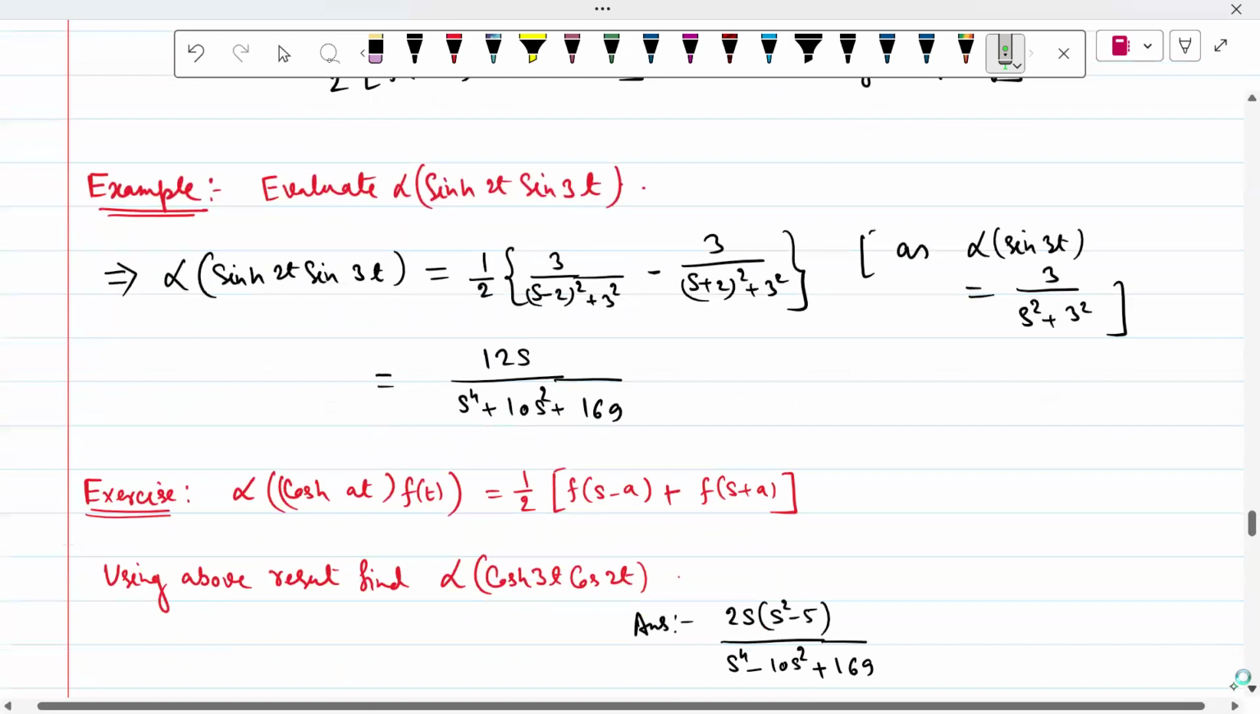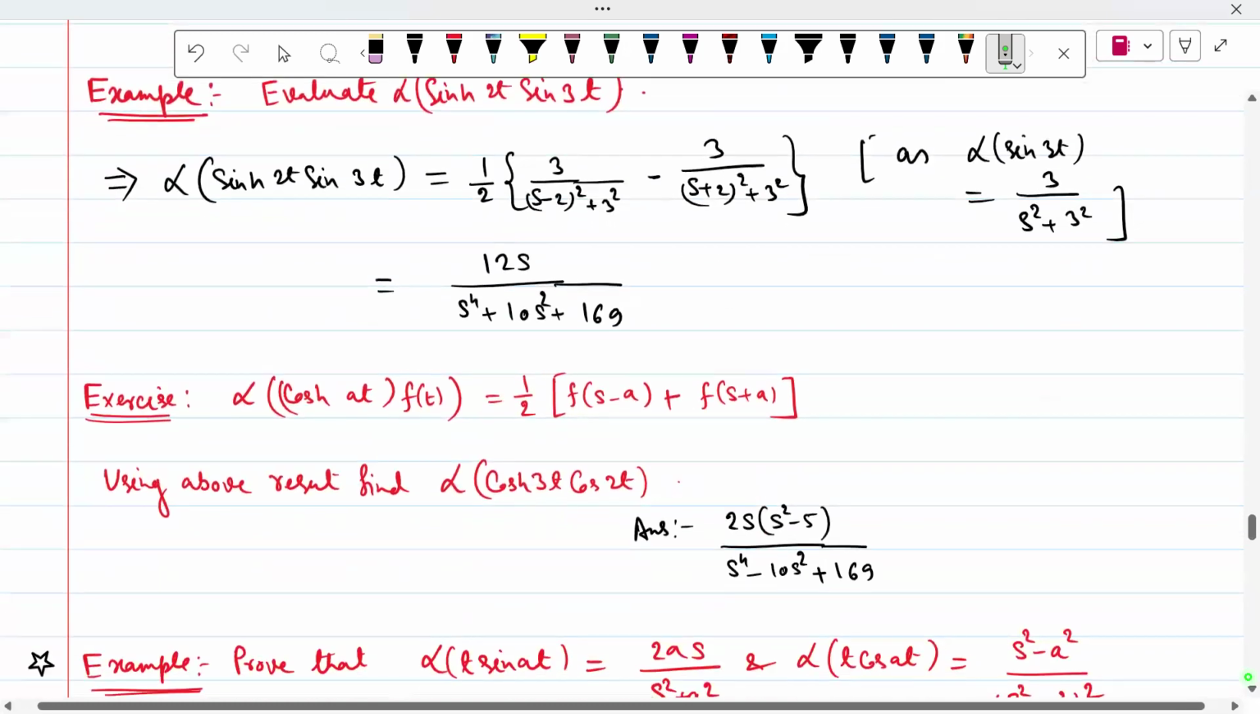Now, similarly, you can prove that the Laplace transform of cos hyperbolic at times f(t) is equal to half of F(s minus a) plus F(s plus a). In the previous example, for the sine case we have a minus in between, and for the cos hyperbolic case we have a plus in between. Again, this is a similar proof, and I leave it as an exercise. You can try to find it and see.